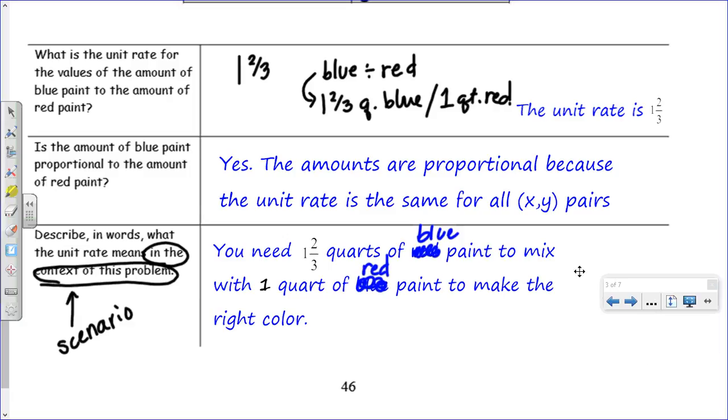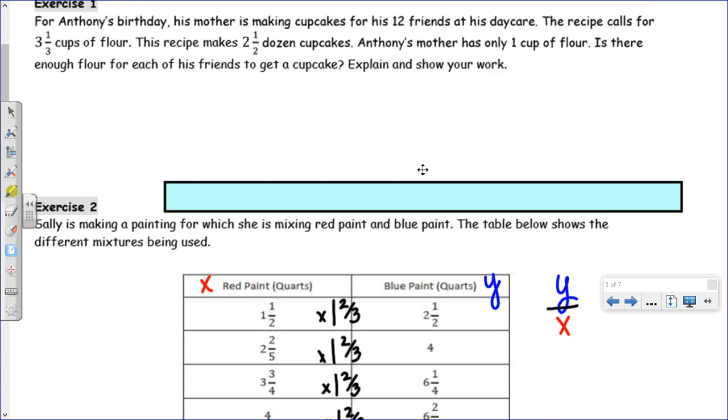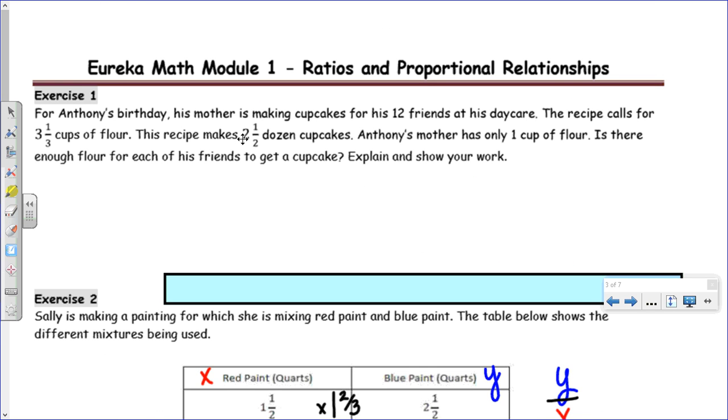Okay, now we're going to jump back up to exercise 1. That one is a little bit trickier. For Anthony's birthday, his mother is making cupcakes for his 12 friends at daycare. Okay, that's 12 friends. Hopefully he gets one too, but let's see right now what's going on with this. The recipe calls for 3 1/3 cups of flour, and it makes 2.5 dozen cupcakes.